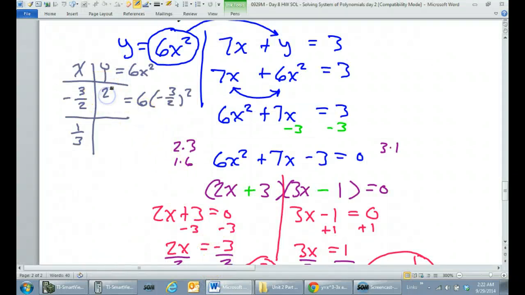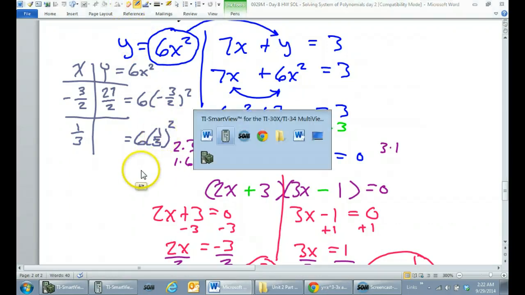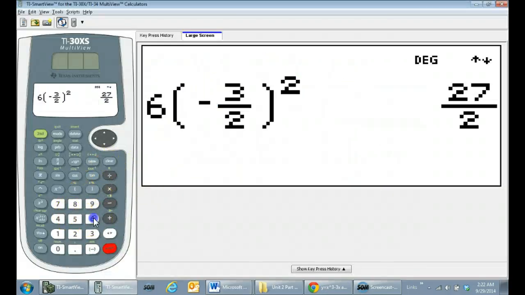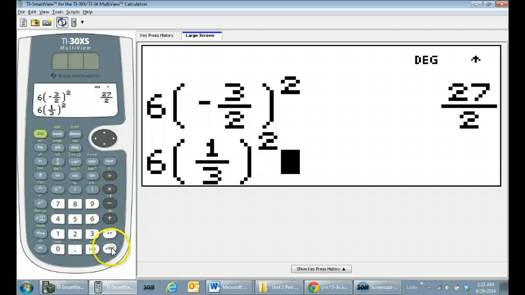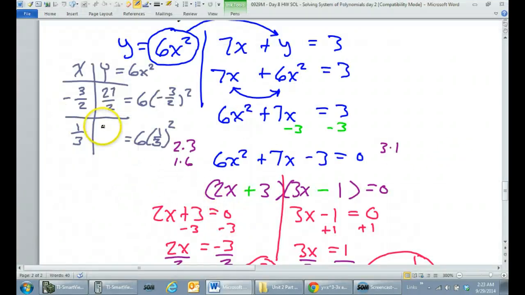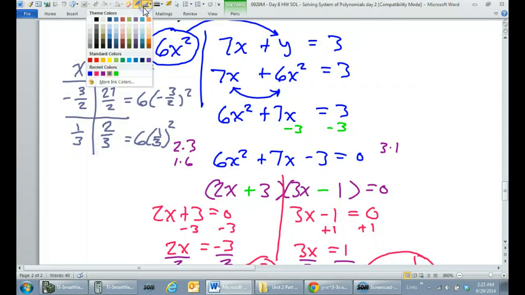Okay, so 27 halves. And now this one is going to be 6 times 1/3 squared. Okay, so here's 6 times 1/3 squared. And that's 2/3. Okay, so there we have our two solutions.